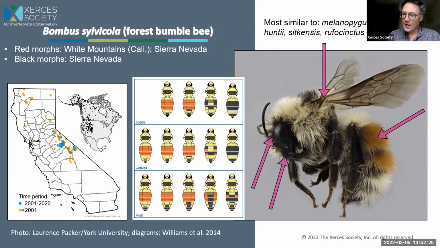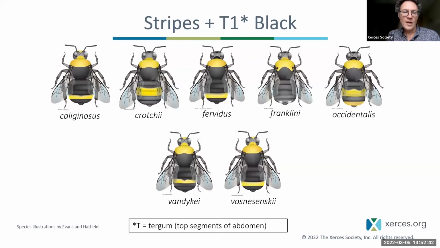The species has longer hair. Its face has a square cheek, not very useful for distinguishing it from some of the others, but there you have it. And depending on where you see it, it will have either those orange bars or black bars on the abdomen. Let's talk a bit about the striped abdomen bumblebees that have black hair only on T1.